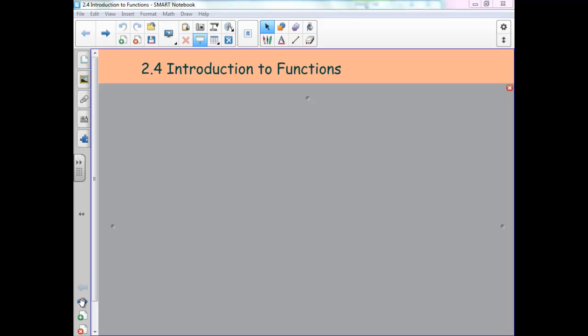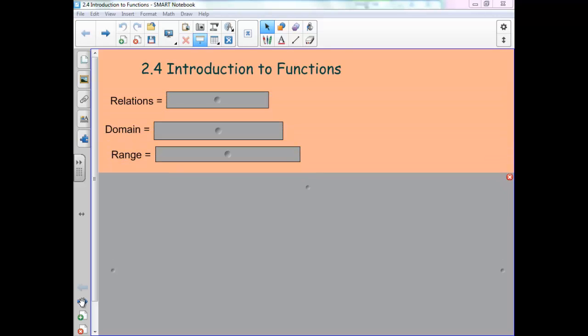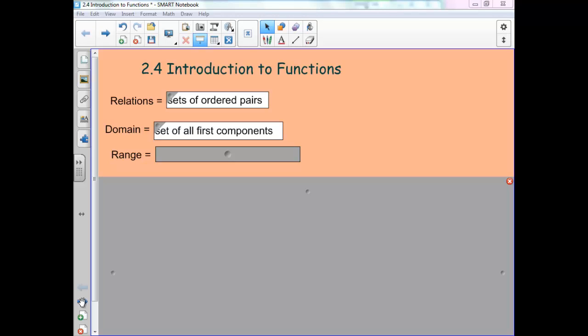The last section we are doing in Chapter 4 is Section 4, Introduction to Functions. So first off, there are three things that we need to know when we talk about functions at the beginning. First off, relations, and all this is, it's sets of ordered pairs, so you'll have a list of different ordered pairs. Domain is all the first components.